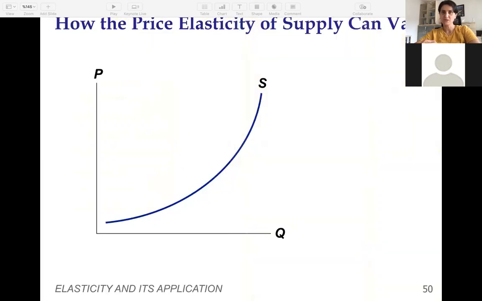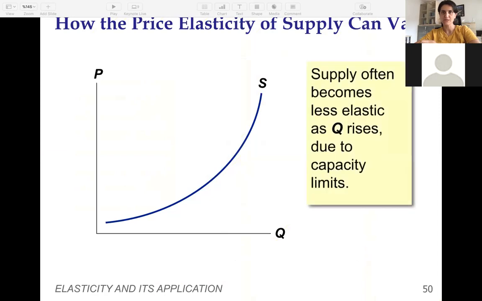How can the price elasticity of supply vary? Supply often becomes less elastic as Q rises due to capacity limits. So what will be the elasticity between these 2 points?